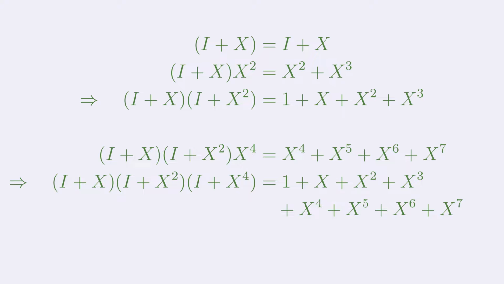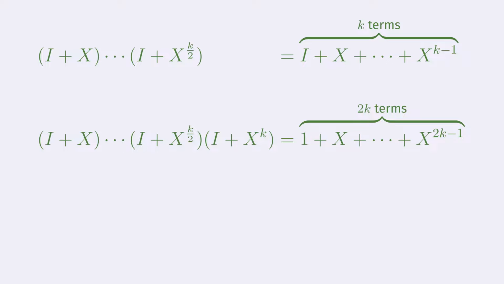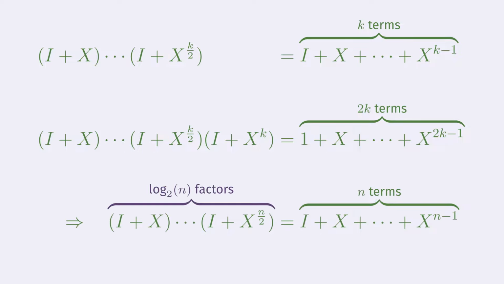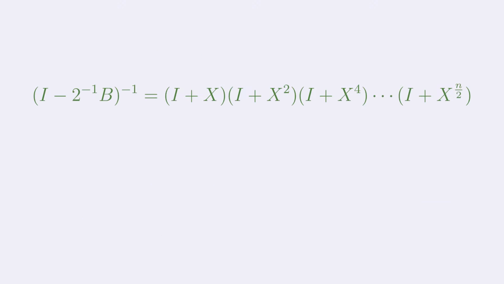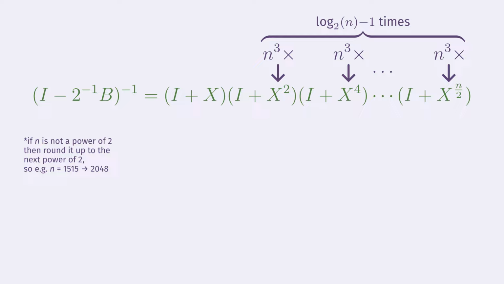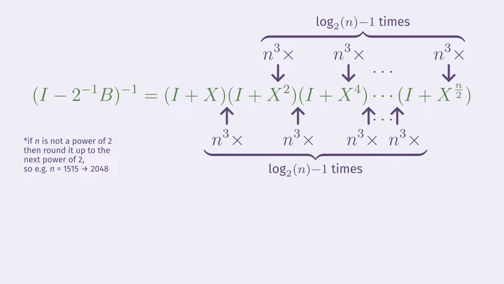We can continue doing this: multiplying by another factor I plus x to the k, where k is the next power of 2, doubles the number of terms in the sum. In other words, if we want to sum n terms, where n is a power of 2, then we can write that as a product of log base 2 of n factors. So it takes around log base 2 of n matrix multiplications to calculate all the powers of x, and then another log base 2 of n matrix multiplications to multiply the factors together, for a total of around 2 times log base 2 of n times n cubed multiplications.